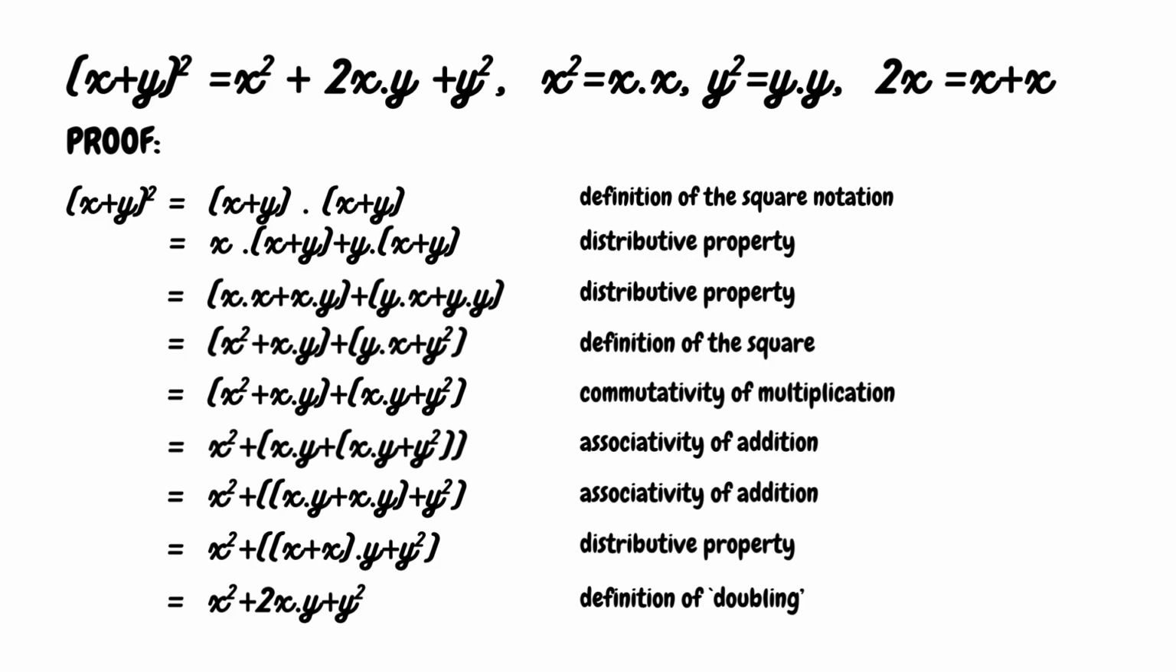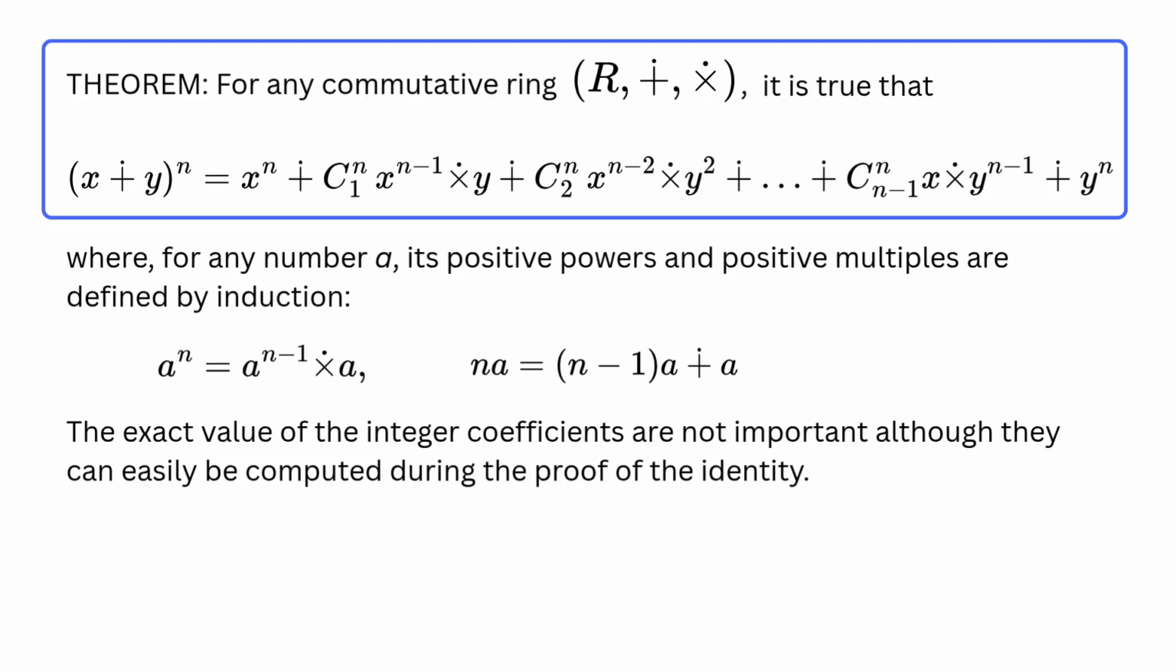Did you notice? We only need the properties of a commutative ring. The unit property was not used, neither the reciprocals. Therefore, the binomial identity is true for any commutative ring.